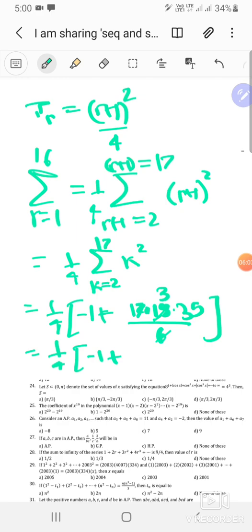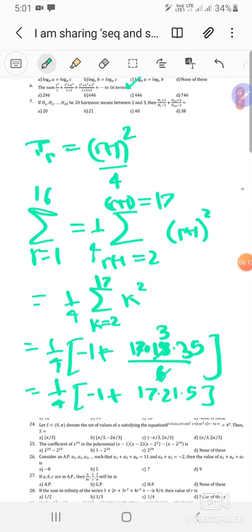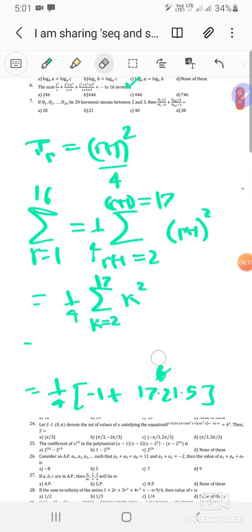So 17 into 3 or what? Okay, fine. Let's do it like this. I will write it as 17 into 21 into 5 maybe. Just calculation stuff. Fine.